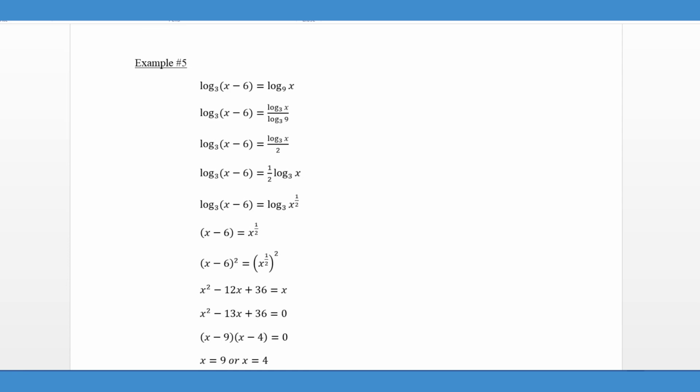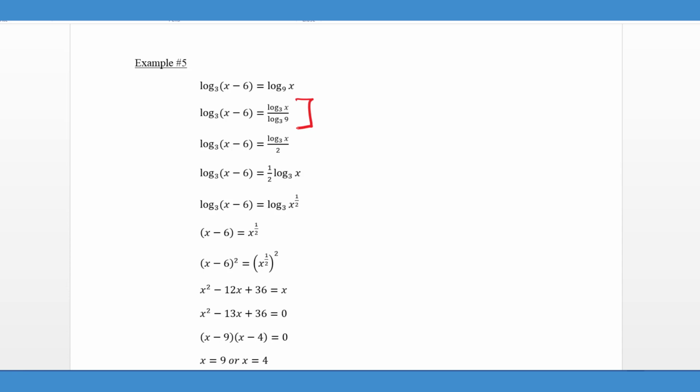If we take a look at this first example here, you can see we've got log base 3 of x minus 6 equals log base 9 of x. If we move the log base 9 over to the left side, that would be a little problematic because we wouldn't be able to use log properties because of the different bases. So what we're going to do here is take the smaller base, log base 3, and use that log base as our change of base property. So right here we've used log base 3 to change the base of log base 9.